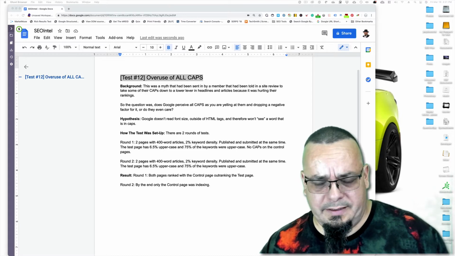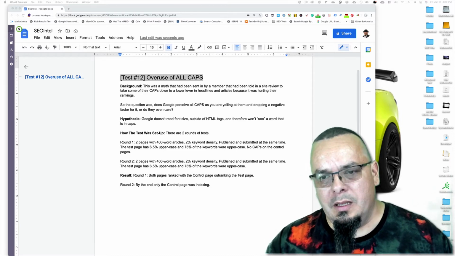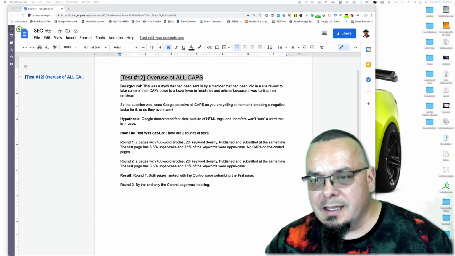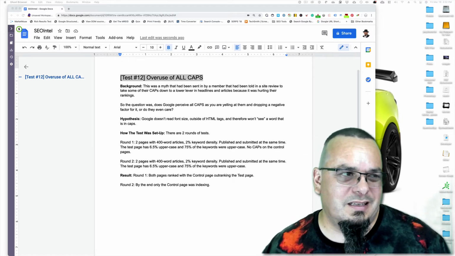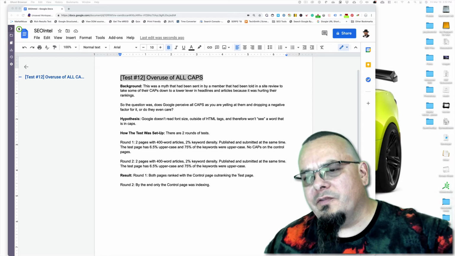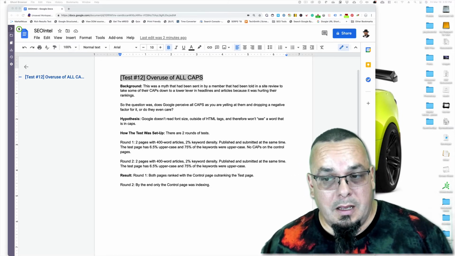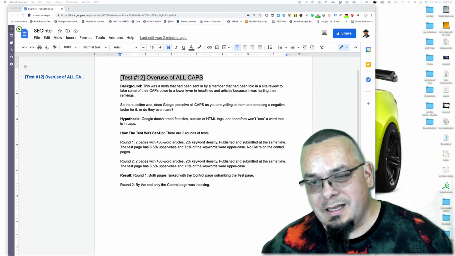The initial instinct is, oh, that's crap. That ain't going to happen. And we figure that Google doesn't read font size, doesn't look outside of the HTML tags. Well, it'll see the font size in the tag, but at the end of the day, it really doesn't matter, right? It's kind of implied with us.